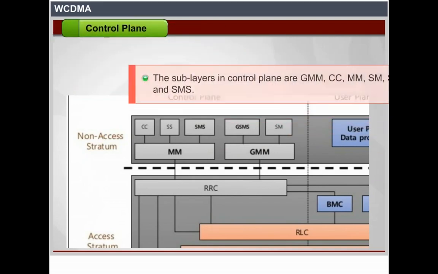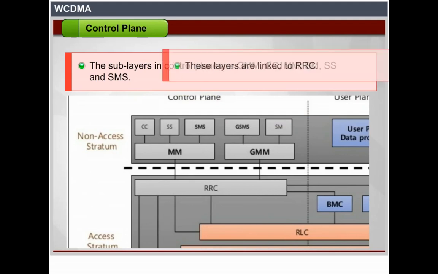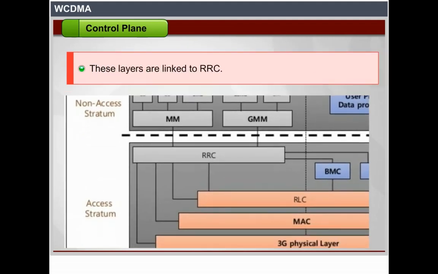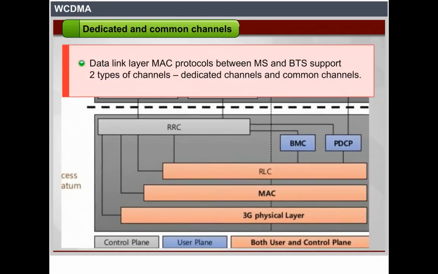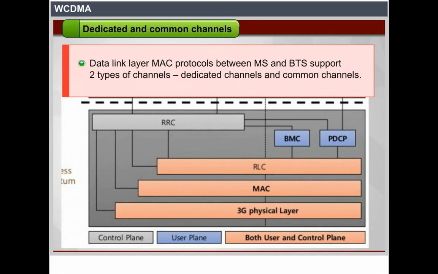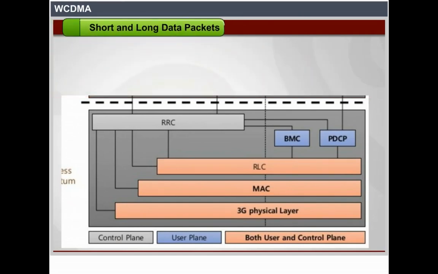Control plane. The sublayers in control plane are GMM, CC, SM, SS and SMS. These layers are linked to RRC, dedicated and common channels. Data link layer MAC protocols between MS and BTS support two types of channels, dedicated channels and common channels. Short and long data packets.